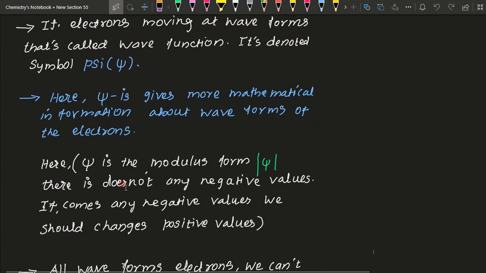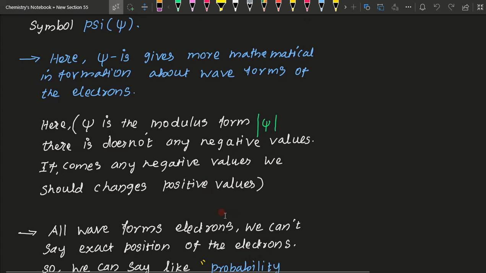Here psi is in modulus form. There are no negative values. If any negative values come, we should change them to positive. Please keep it in mind. We should take the modulus form.